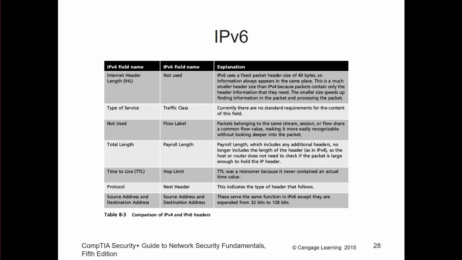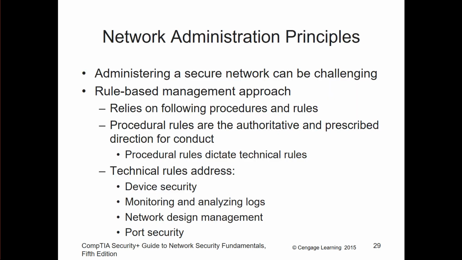When we're comparing headers for IPv4 and IPv6, for example, the internet header length is not used in IPv6. Type of service is now the traffic class. That's more for QoS. We have a flow label used in IPv6, not used in IPv4. Hop limit, protocol, source and destination address. They're different because IPv4 is 32-bit and IPv6 is 128-bit. And again, all of that's discussed in Network Plus or in Network Fundamentals, so I'm not going to get too much into that.